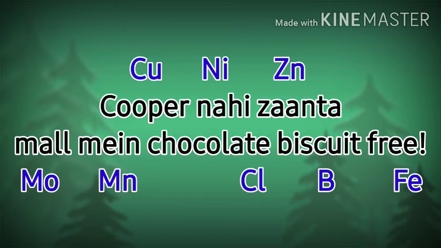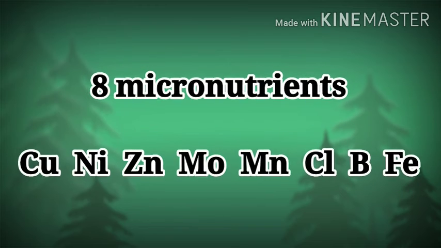The word janta can be related to zinc. Mol can be related with molybdenum. May can be related with manganese. Chocolate with chlorine. Biscuit with boron. And free with iron. That is Fe. Now, let's try relating this with the elements one by one.